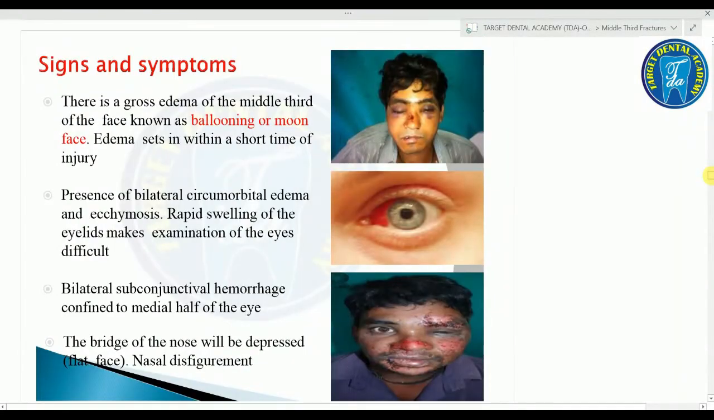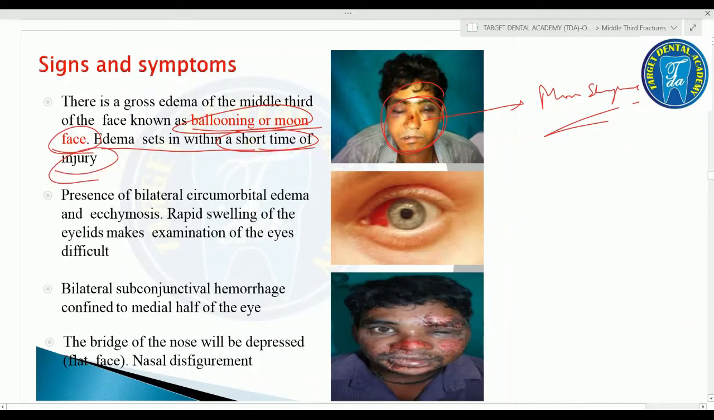So what are the signs and symptoms? Very important, there is a gross edema of the middle third of the face, and this is what we call moon shape. Commonly asked MCQ. Very important, ballooning or moon shape, and in this you can see that the edema is set within a short time of injury. As soon as the patient gets hit by anything or there is a fracture of the middle third of the face, the edema sets in within a short time of the injury.